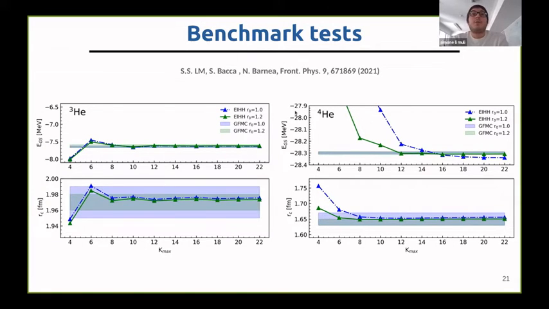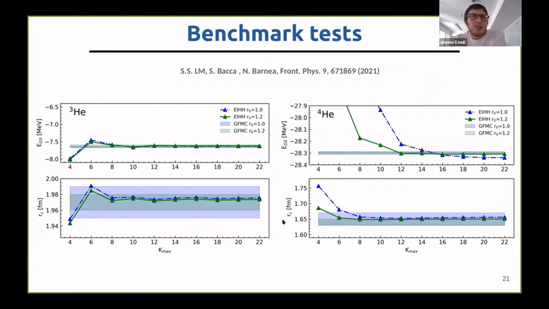But before using this interaction, we needed to implement it in our computational machinery. And all the time that we implement something new in our machinery, we need to do some benchmark tests to make sure that the implementation has been done consistently. So what you're seeing here are our benchmark tests in helium-3 and helium-4 systems, and we are computing ground state energies and charge radii. And we are benchmarking against the available Green's function Monte Carlo results.